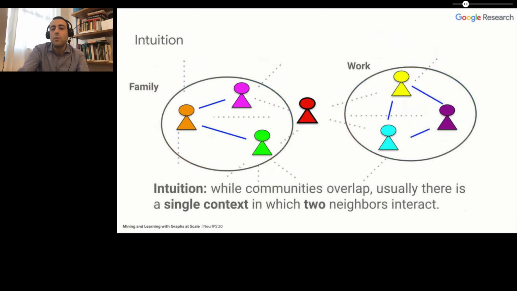So this is the general intuition of our paper, and what we show is that if you analyze the ego networks, it's much simpler to disentangle the communities to which the node belongs, because there is usually one single context in which one node interacts with another node.